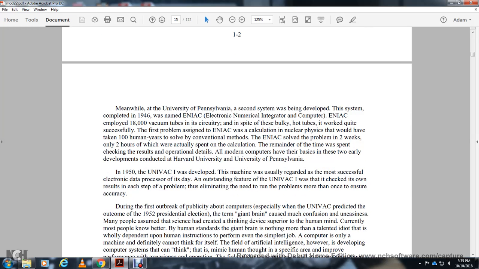In 1950, the UNIVAC was developed. UNIVAC 1 was regarded as the most successful electronic data processor of the day. The outstanding feature of the UNIVAC 1 was that it checked its own results at each step of the problem, which eliminated the need for running the problem a second time to verify accuracy.